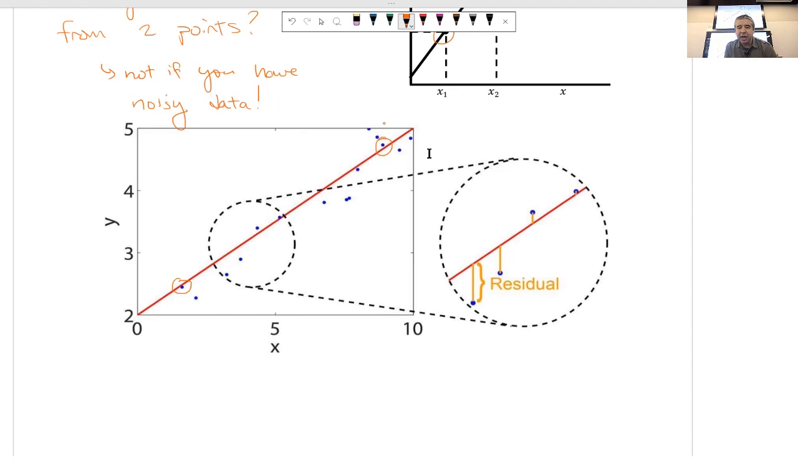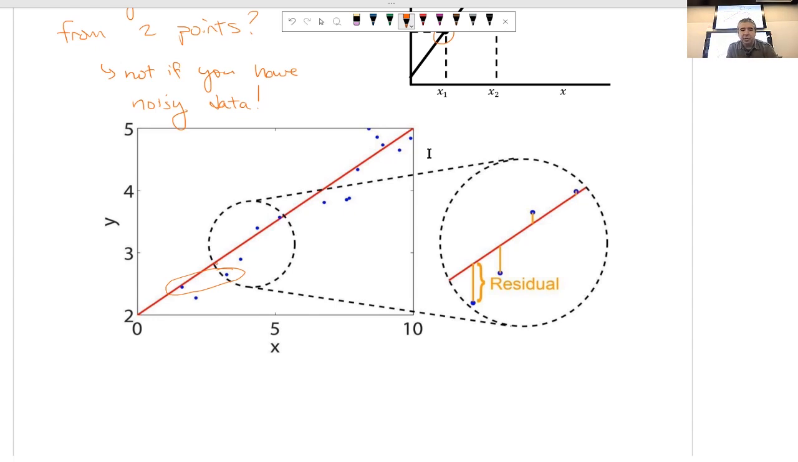But if you pick pretty much any other 2, you're not going to get anywhere near the right answer, especially if you pick these 2 here, or even these 2. And so when you have experimental error, you need to have some way of dealing with that.